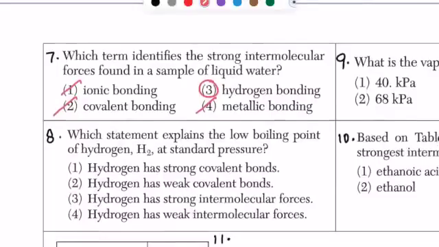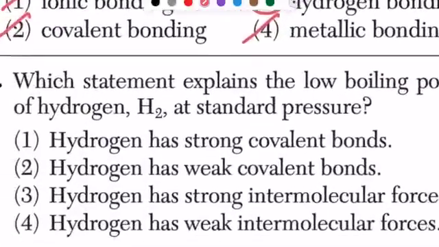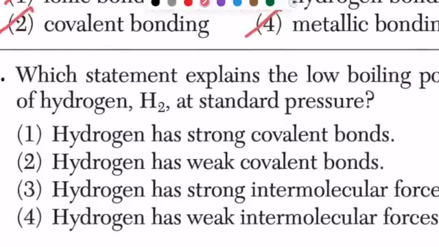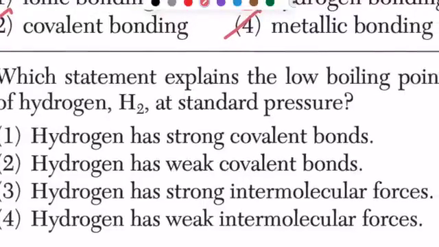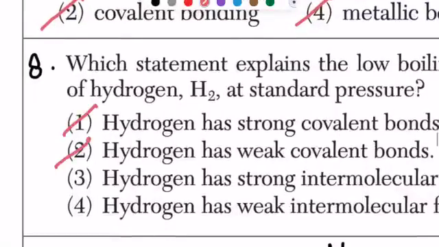Which statement explains the low boiling point of hydrogen at standard pressure? So hydrogen has strong covalent bonds. Hydrogen doesn't have covalent bonds, at least not strong, because it is non-polar when you have 2 hydrogens. So hydrogen has weak covalent bonds, hydrogen has strong intermolecular forces, hydrogen has weak intermolecular forces. So we don't need to look at the bonds in general, because boiling point is mostly impacted by the intermolecular forces.